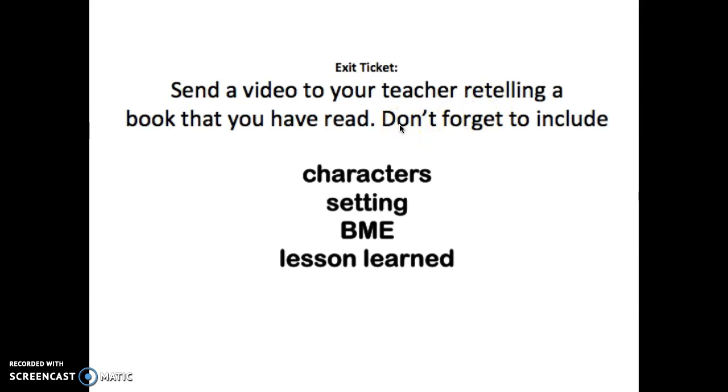In your retelling, don't forget to include the characters and the setting, the BME, beginning, middle, and end. And last, what's a lesson that you can learn from the story?